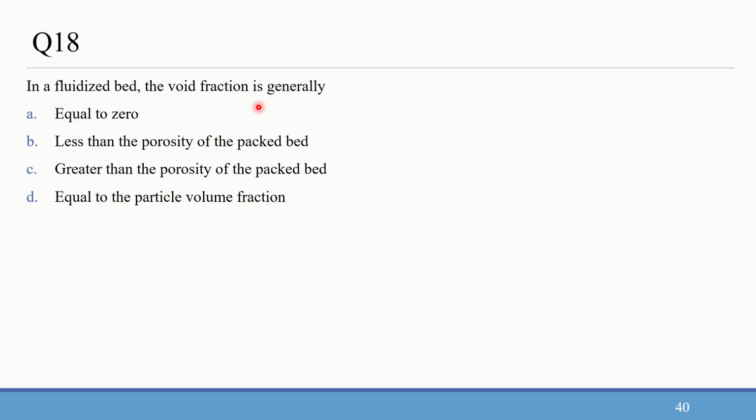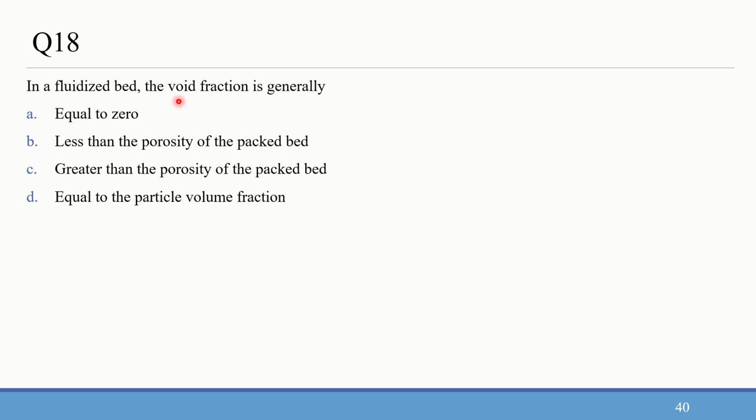In a fluidized bed, actually the bed height expands. If height expands, what does it mean? It means that the void volume is expanding. So because of that, the porosity is higher than in the packed bed. Because in a packed bed, the height is fixed, so it is compactly packed, whereas in a fluidized bed, the height is increasing. Therefore, the same volume of solids which occupied a very small height in the packed bed is now occupying a very large height. So obviously, the porosity or the void fraction will be high. So void fraction is generally greater than the porosity of the packed bed. So option C is the right answer.